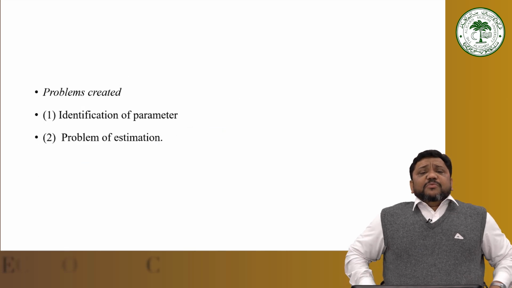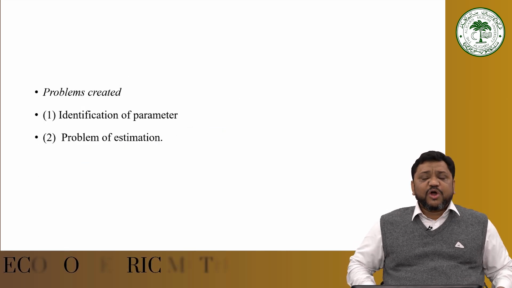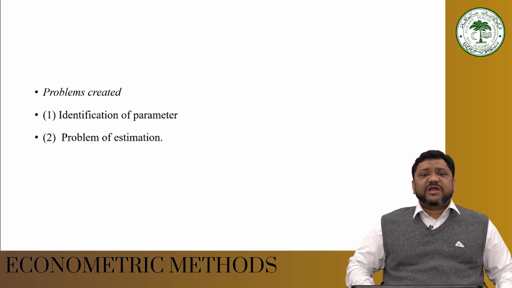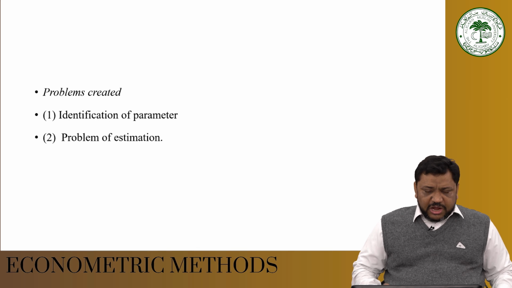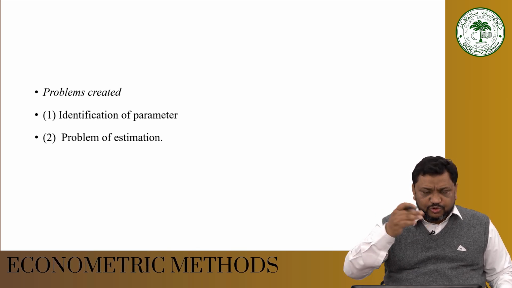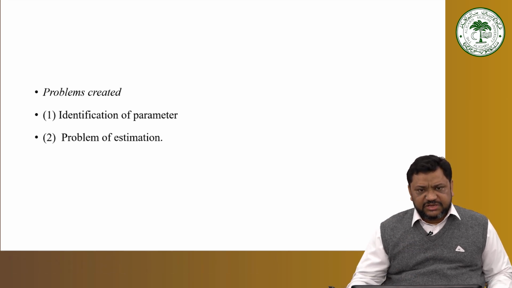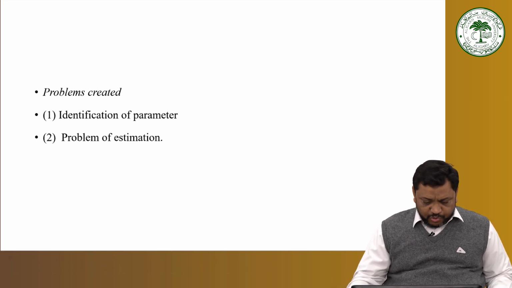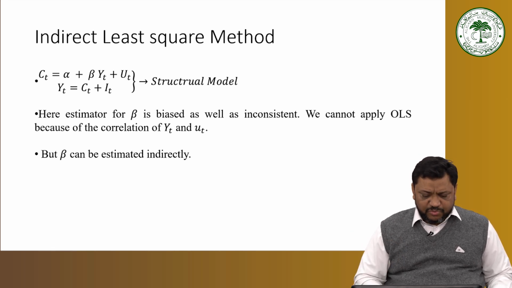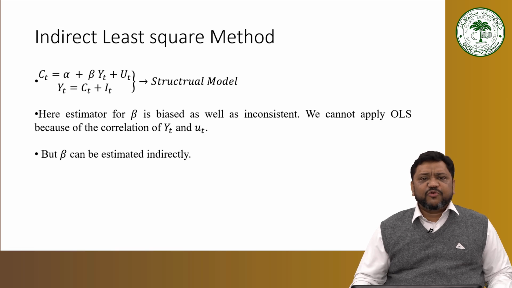So because of this issue, the problems which are created are identification. We have the issue with identification and we have the problem of estimation. Now, we have different methods to be applied in the cases of simultaneous equation models apart from OLS, which we cannot apply except for the recursive model. Now, the first method which we are going to study is the indirect least squares method. We also call it ILS.